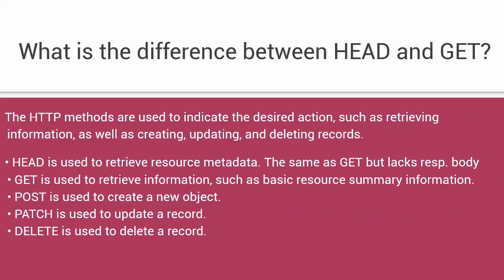What is the difference between HEAD and GET? The HTTP methods are used to indicate the desired actions, such as retrieving information as well as creating, updating, and deleting records. HEAD is used to retrieve resource metadata. This is the same as GET but lacks a response body. GET is used to retrieve information such as basic resource summary information. POST is used to create a new object. PATCH is used to update a record, and DELETE is used to delete a record.